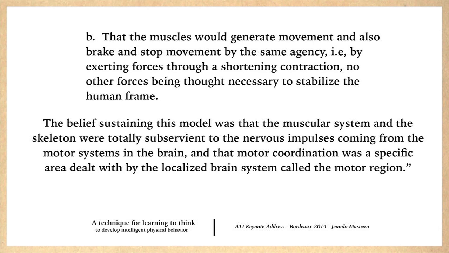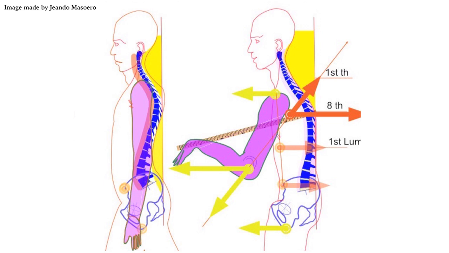The belief sustaining this model was that the muscular system and the skeleton were totally subservient to the nervous impulses coming from the motor systems in the brain, and that motor coordination was a specific area dealt with by the localized brain system called the motor region. This idea that motor coordination is the result of only the subconscious motor region of the brain is wrong. The conscious mind is hugely important in general motor control, and if it's left out, you're at the mercy of irrational habits.